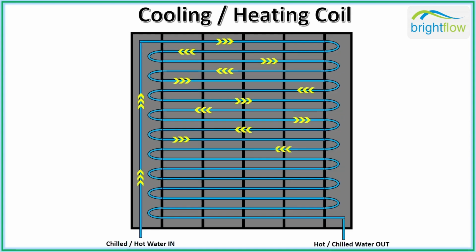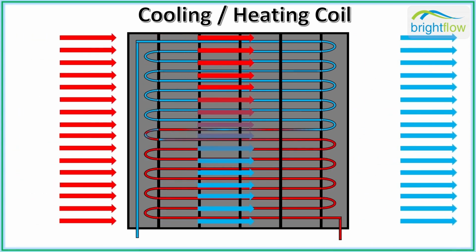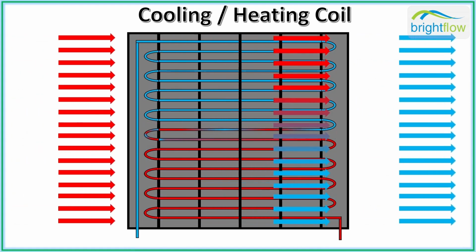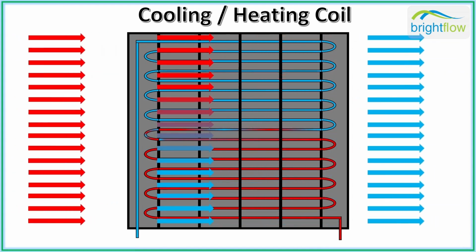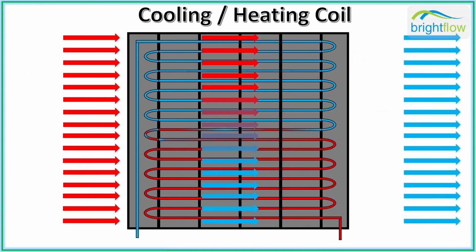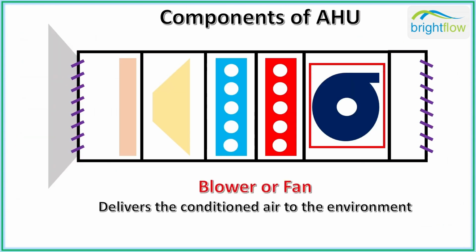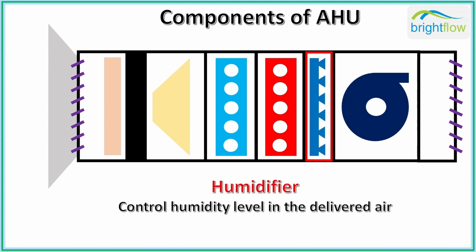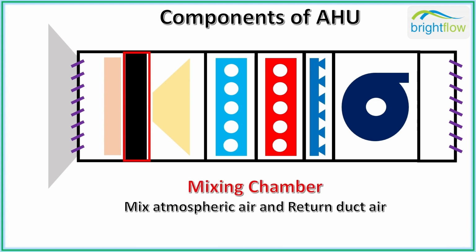As a result, this conditioned air is delivered to the desired space or environment by means of a blower or a fan. In addition, an AHU might also contain a humidifier to control the humidity level in the delivered air, and a mixing chamber to mix the fresh atmospheric air and return duct air in a proportion. All these components work together in order to deliver the ambient air to the space from atmospheric air.